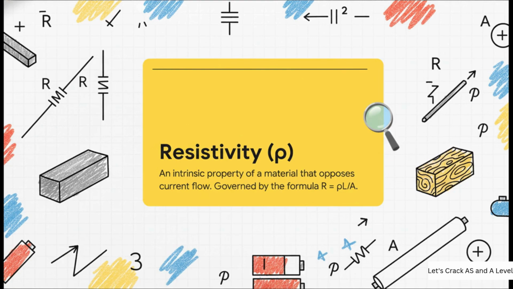Here's the key difference. Resistance depends on the shape of a component. Is it long? Is it thick? But resistivity is all about the material itself. Copper has its own resistivity, iron has another. The formula you need is R equals rho L over A. Basically, the longer the wire, the more resistance. The fatter the wire, the less resistance.